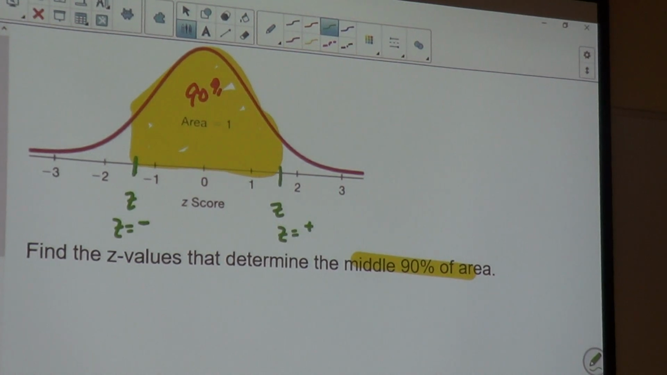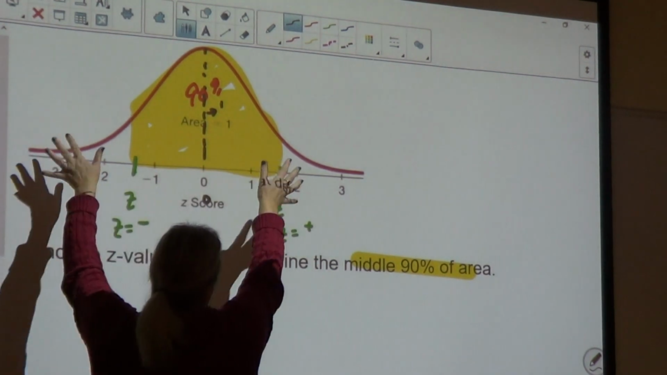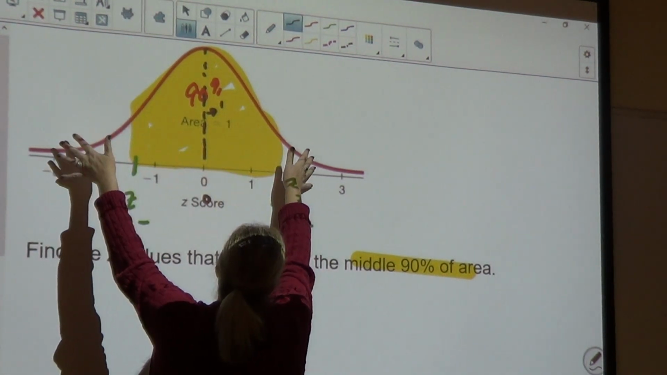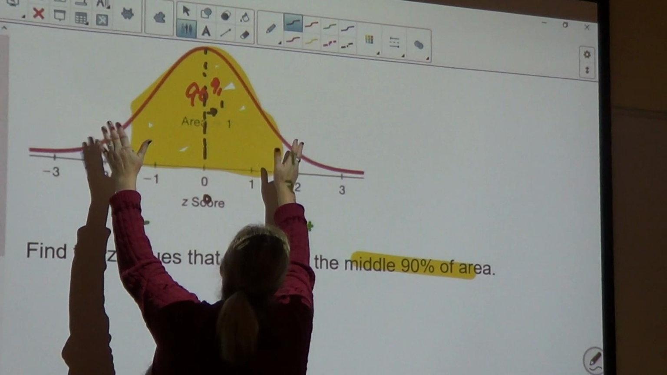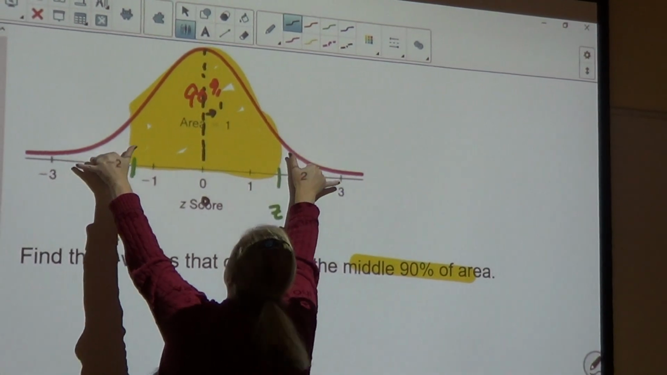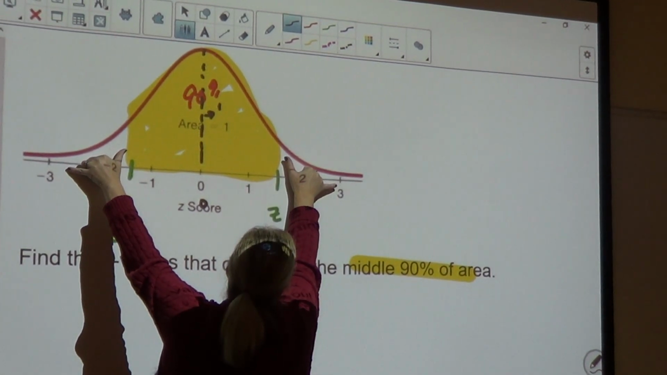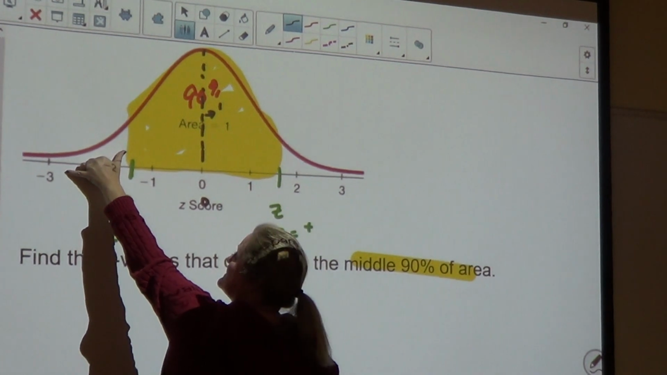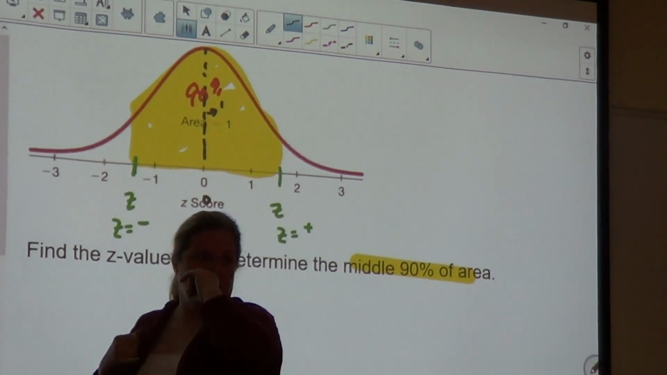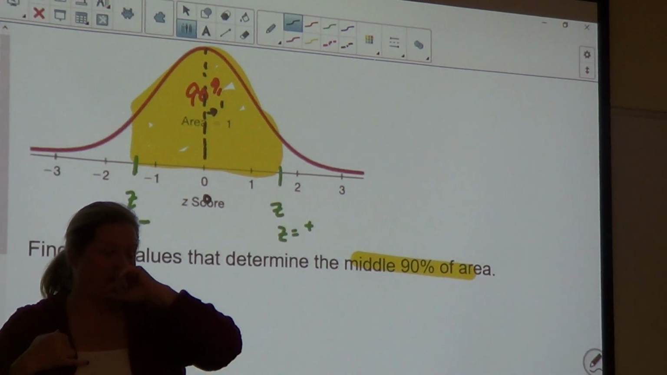Are they going to be the same numbers or different numbers? About the same. It is going to be the same number because if that's 0 and that's 1, this is symmetric. This is like a butterfly. So this side and this side are going to be the same. Now, if this is 90%, what did those add up to be? 10%. So what is this one? 5%. Y'all with me?